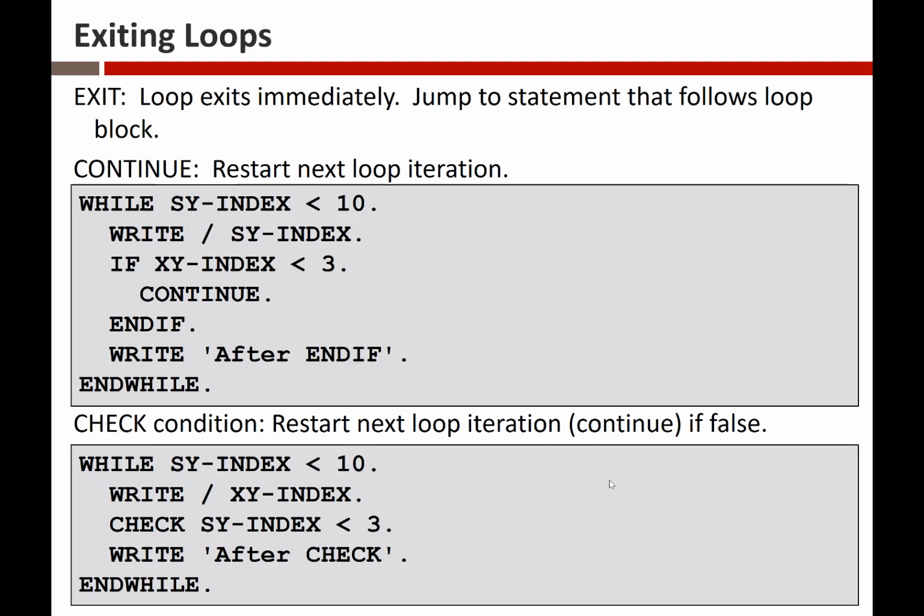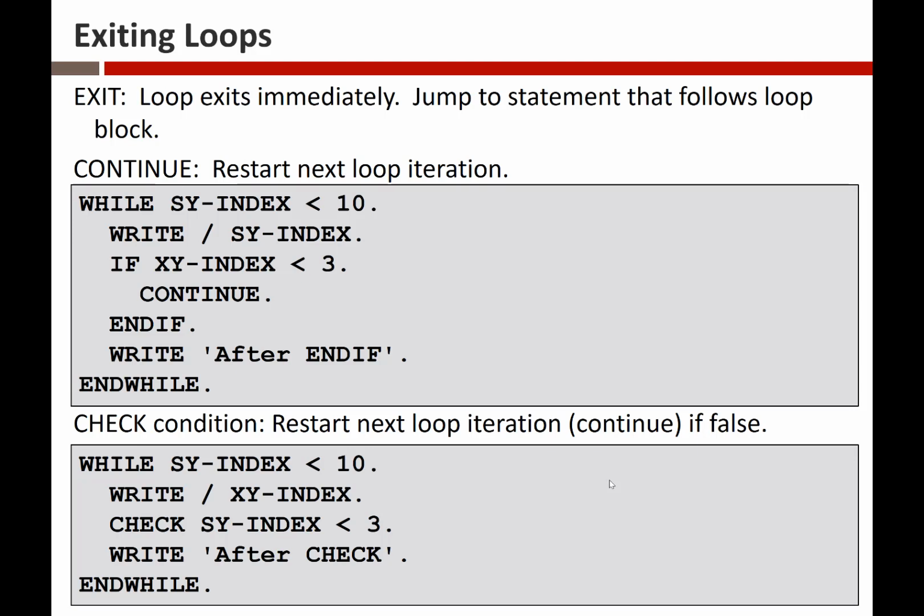Now I'm back up the top, 2. 2 is less than 10. I write it out on the screen. I check. Is 2 less than 3? I'm good, so I keep going. Next time, 3. 3 is less than 10. I write it on the screen. I check. Is 3 less than 3? It is not. I don't execute the code after the word check. I go back up and look for my next iteration.